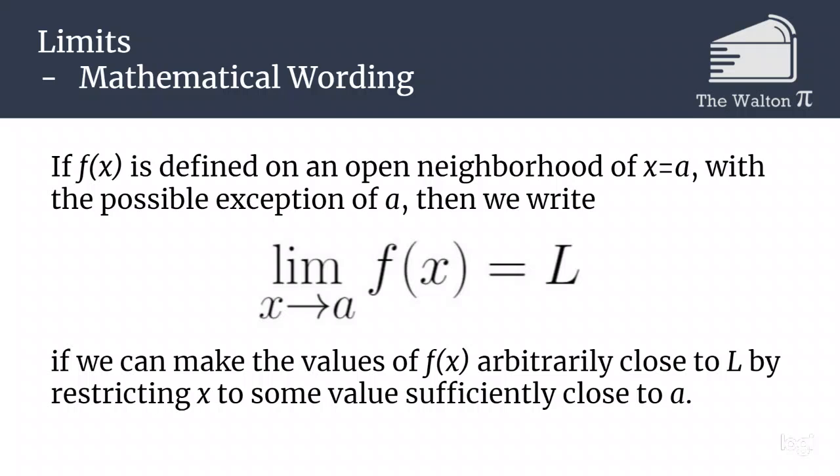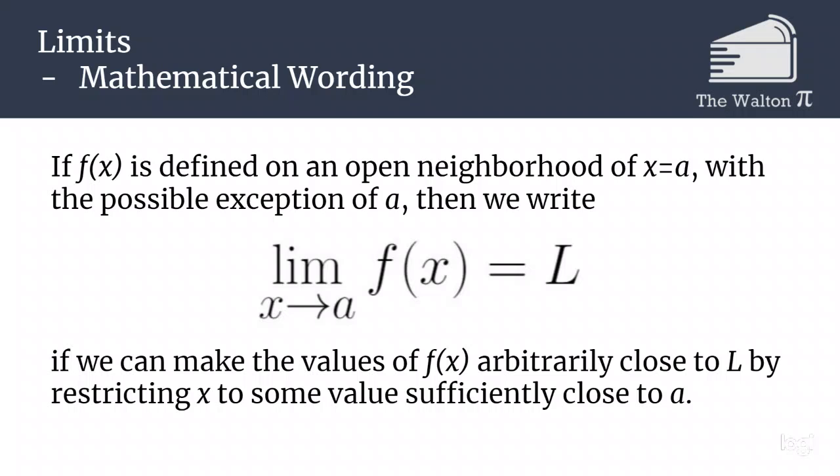So if f of x is defined on an open neighborhood of x equals a with the possible exception of a, meaning we don't necessarily care if the function is actually defined at the point that we care about, then we can write the limit as x approaches a of f of x is equal to L. That is what that statement says. It says lim, the limit, then underneath it says what variable approaches what. So it's as x approaches a, and then what are we taking the limit of? We're taking the limit of f of x. So it's the limit as x approaches a of f of x, and then is equal to some value L.